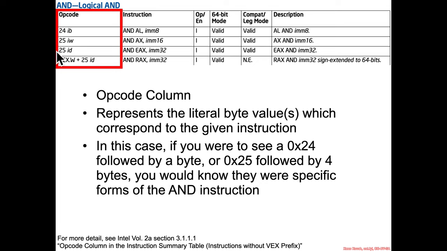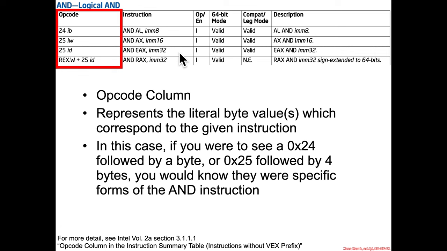Opcode column. This represents the very literal bytes that you would see emitted by a compiler in order to specify a particular assembly instruction. So if you saw 24 and then a single byte, that would always be the AND instruction taking that single byte, whatever it is, as an immediate and ANDing it with the AL register. On the other hand, if you had 25, then you would know that instead it's going into the AX register instead of AL, and it's a 16-bit immediate. Or I guess it could be a 32-bit immediate. That should have said 16-bit immediate there.